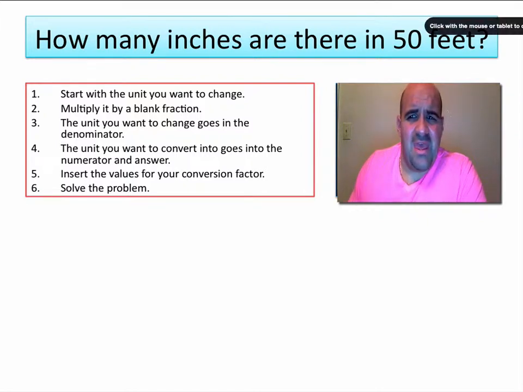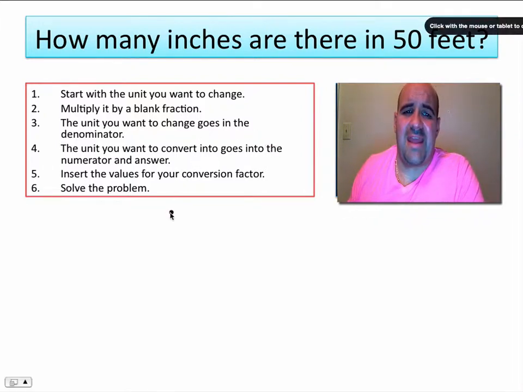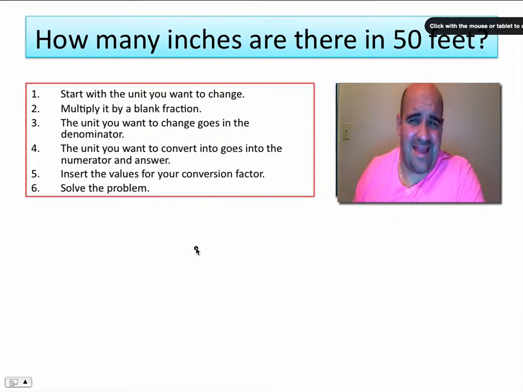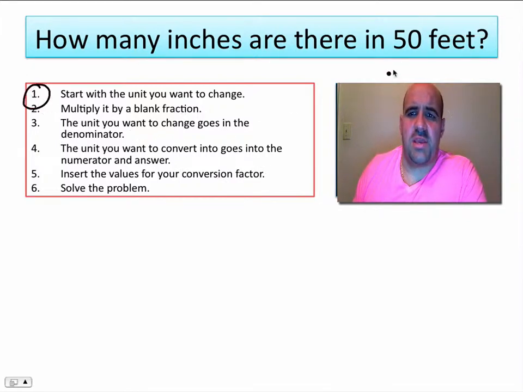But that is true, but I want you to show me how to cancel units because problems are going to get more complicated and you might need unit conversions for more than just simple problems like this. So if you form bad habits now, it's only going to hurt you later on. So what does it say to do? What is rule number 1? Start with the unit you want to change. Well, the unit I want to change is 50 feet.